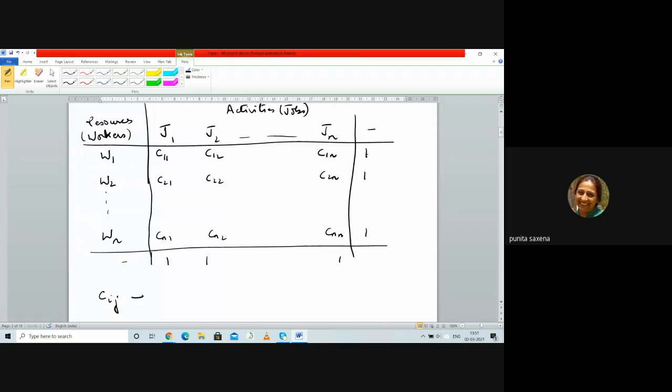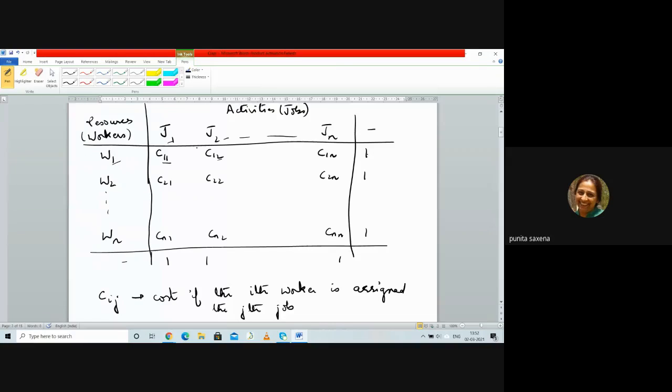Cij here is the cost if the ith worker is assigned the jth job. So if worker 1 is assigned job 1, then this will be the cost involved. Similarly, if worker 1 is assigned job 2, then this will be the cost, and so on and so forth.